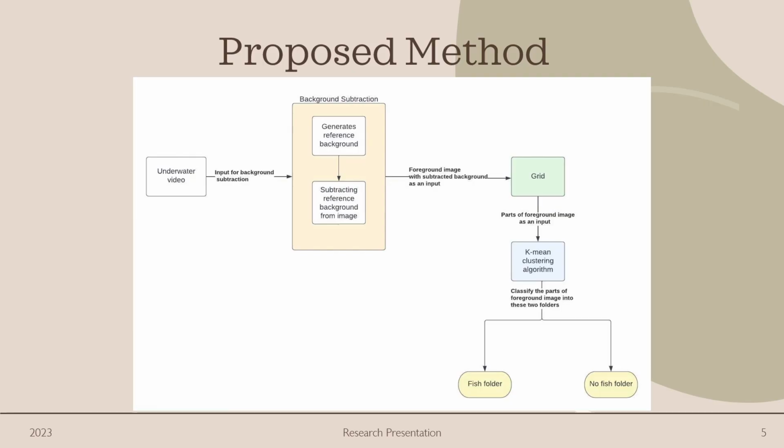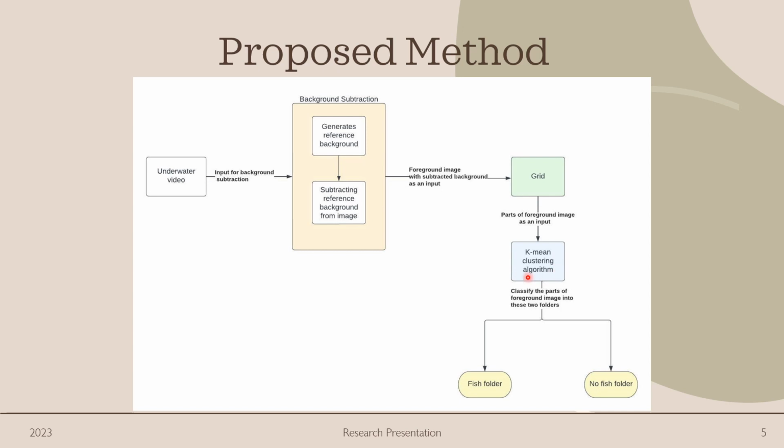In this slide, we can look at the proposed method that we have suggested. As you can see, firstly, we get an underwater video as an input. Once we get the underwater video, we apply background subtraction to that video. Once the background subtraction has been done, we convert the foreground images into a grid. With the help of the grid, we get the segments of that foreground image.